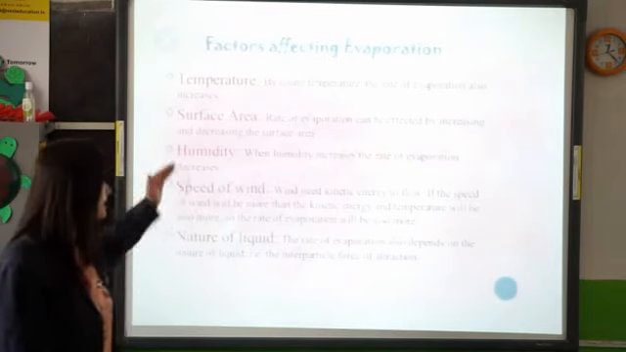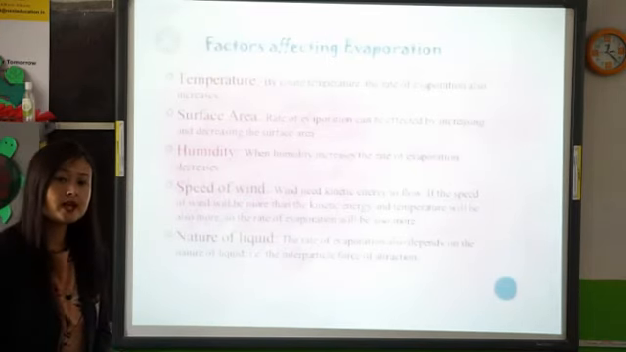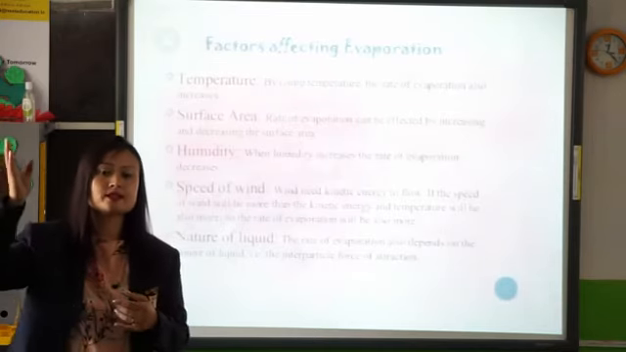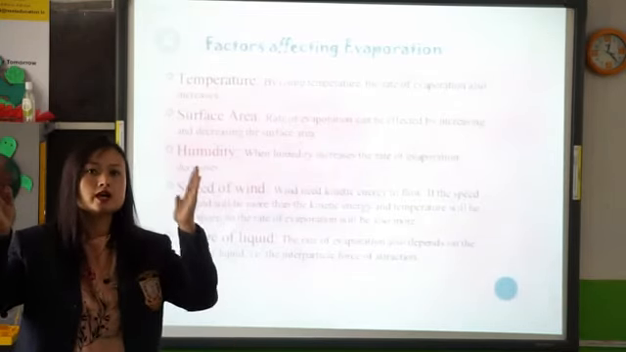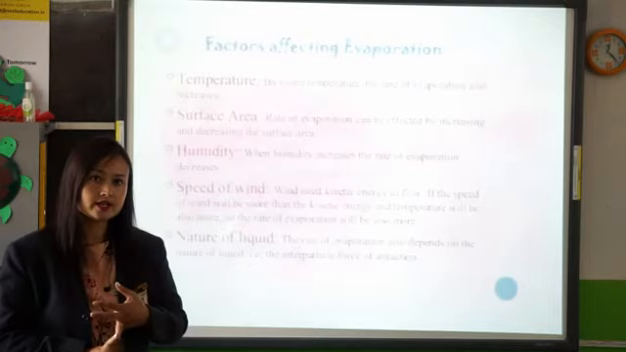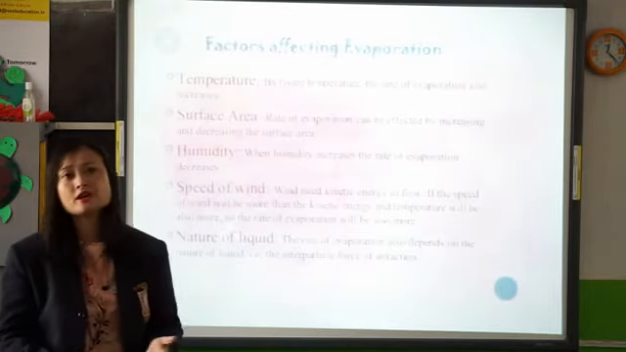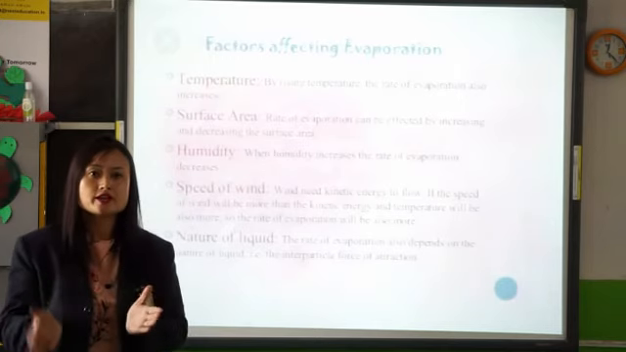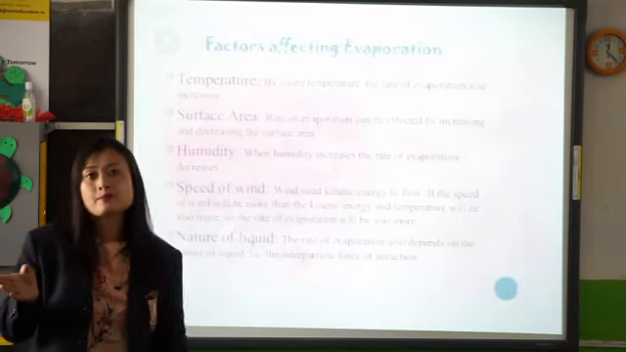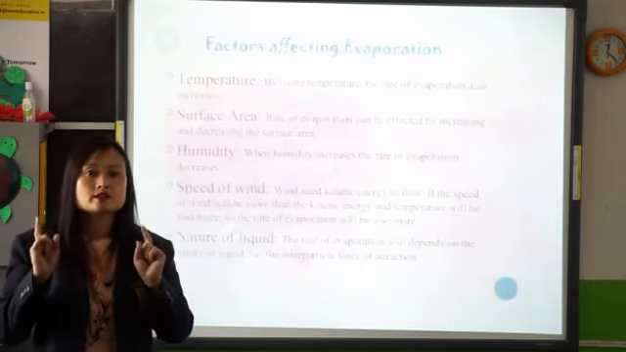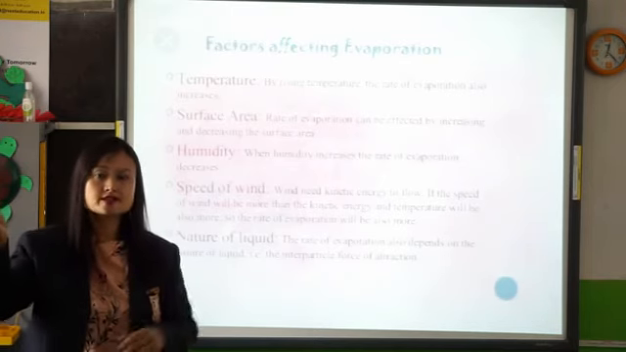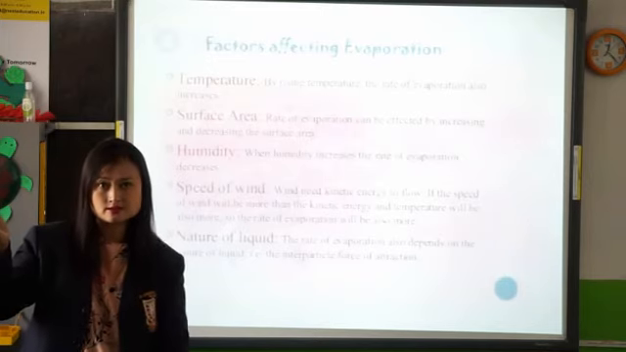So these are the 5 factors on which the rate of evaporation depends. The first one is temperature. With the increase in temperature, the rate of evaporation also increases. The second one is surface area. If the surface area becomes flatter or increases, the rate of evaporation also increases. The third one is humidity. If the amount of humidity increases, evaporation decreases.